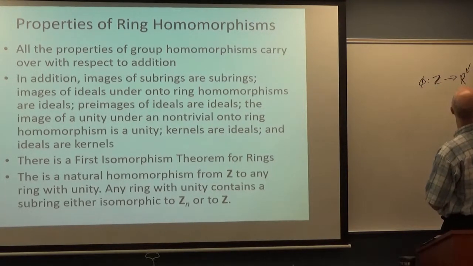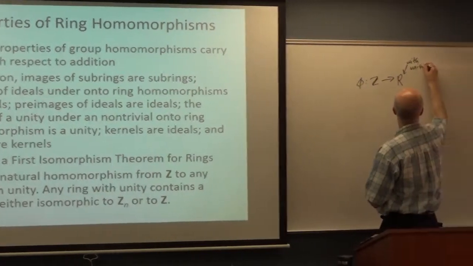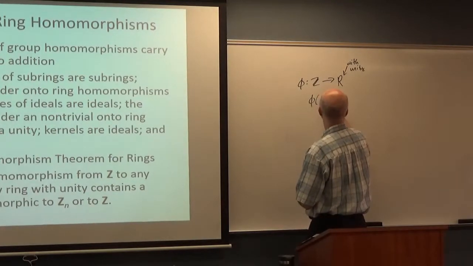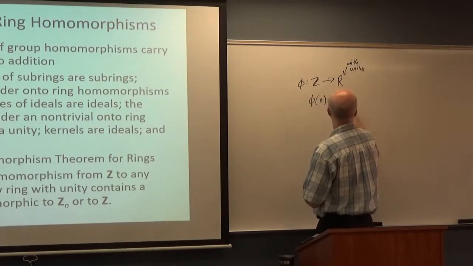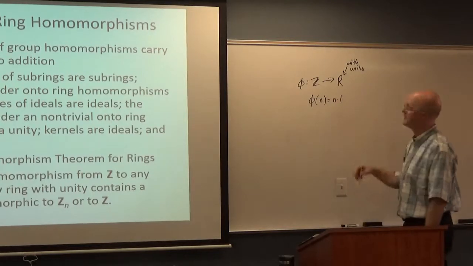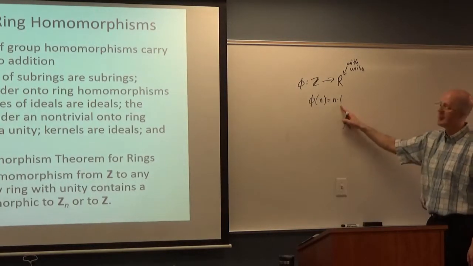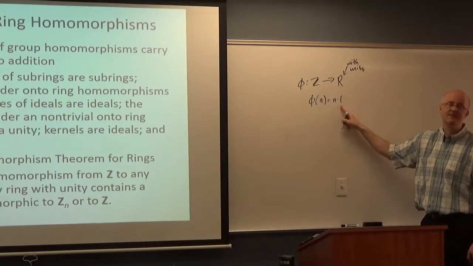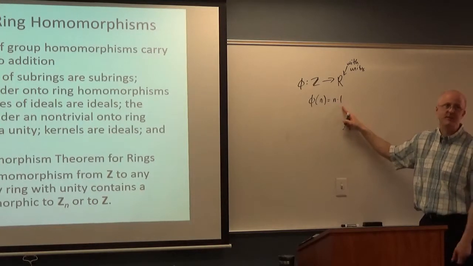R is an arbitrary ring with unity. You should know what that is. That maps an arbitrary integer n to n times 1, meaning, again, if n is positive, you add 1 to itself n times. If n is 0, you just get 0.